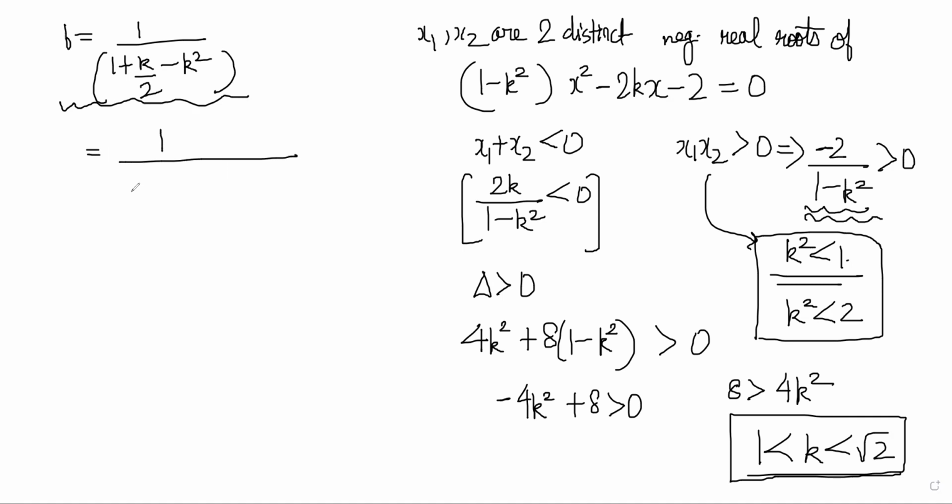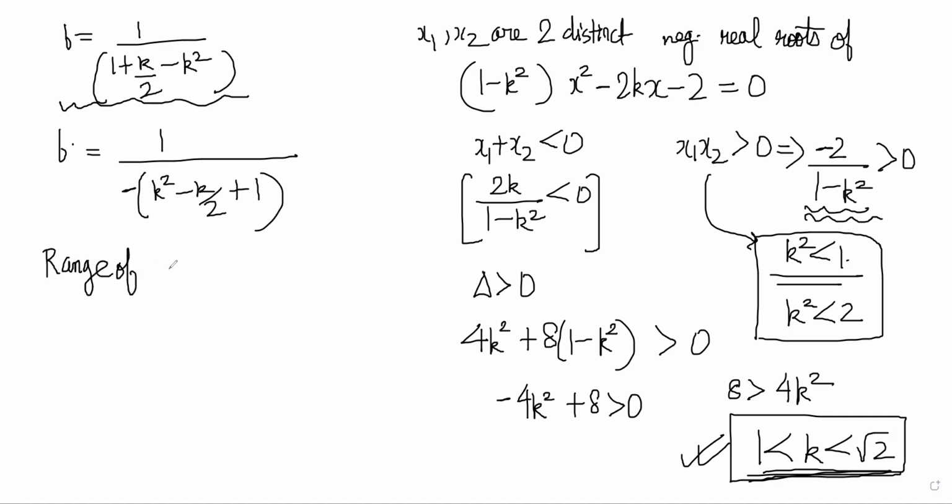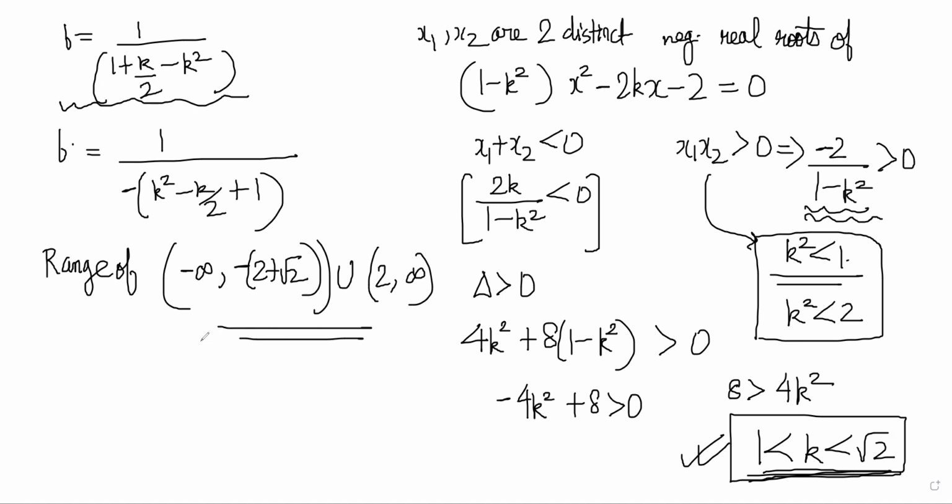You can do this calculation yourself. This is minus of K square minus K by 2 plus 1, B. Or you can just find the maximum and minimum of B with respect to K by doing calculus. You will realize that if K lies between 1 to root 2, then B has a range of minus infinity to minus of 2 plus root 2, union 2 to infinity. I will leave this part to you.